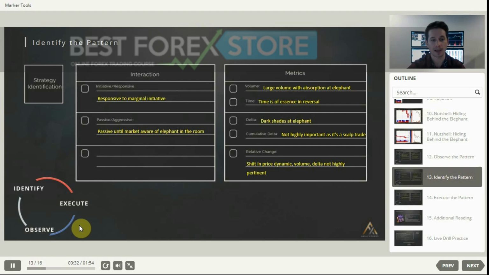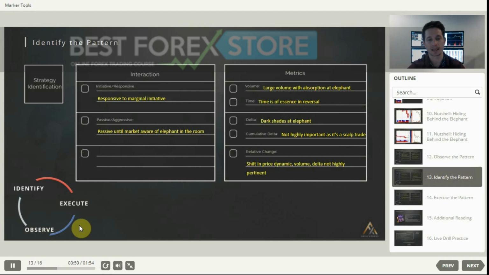Okay, do bear in mind, it is generally quite passive interaction until such a time that the market becomes aware of the elephant. It's almost a case of the market being relatively passive, then it signals or identifies that elephant in the market and turns to relatively aggressive type price action.